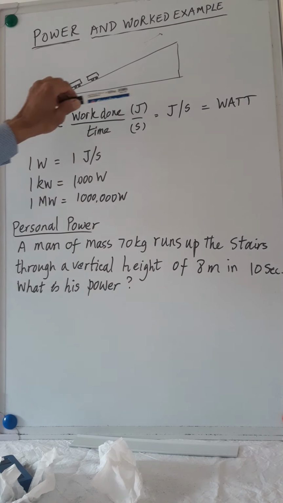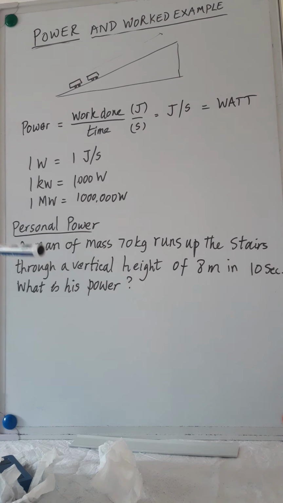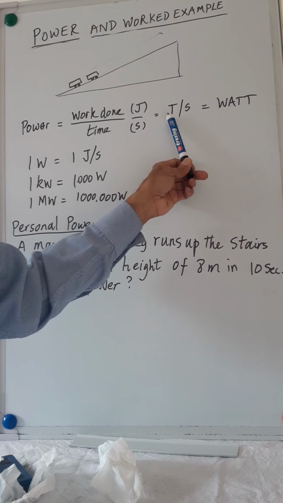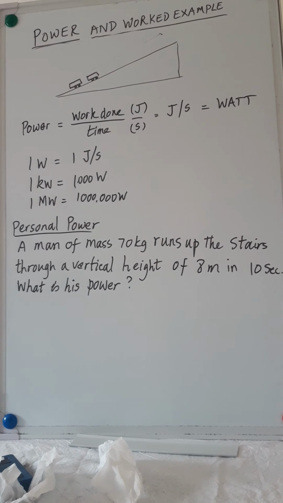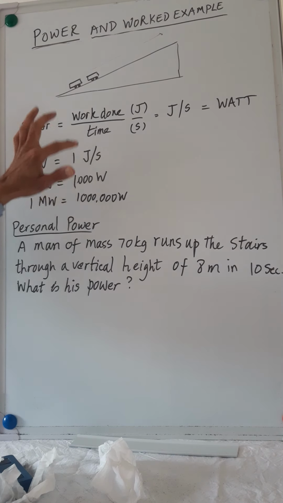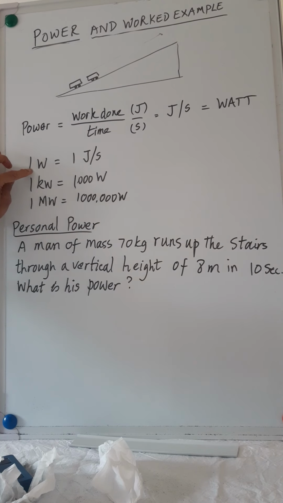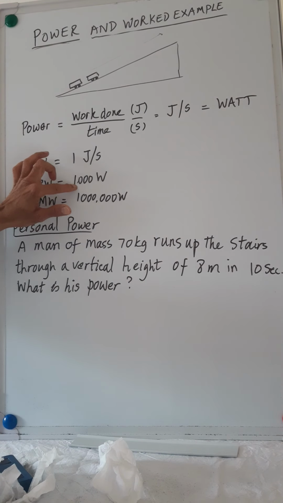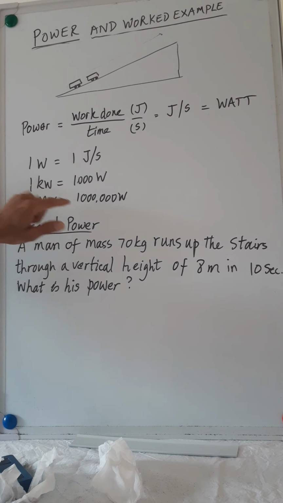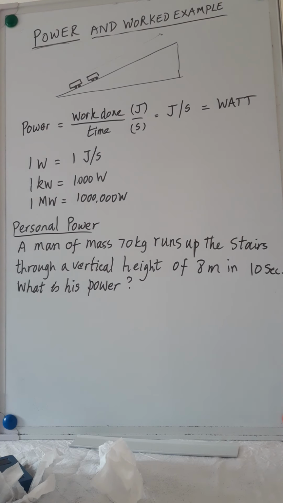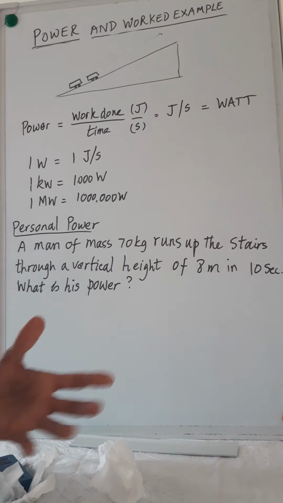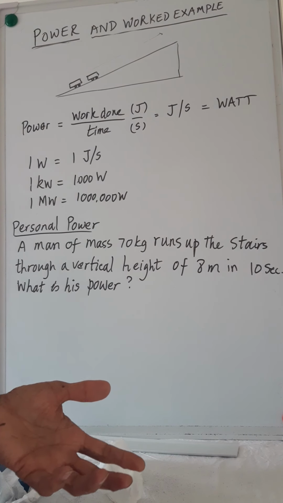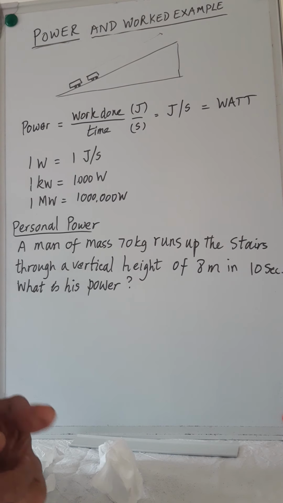Work done is measured in joules, the time is measured in seconds. So the power is measured in joules per second, or watts. If something can work at a rate of 1 joule every second, the power of that is 1 watt. 1 kilowatt, kW, equals 1000 watts. 1 megawatt is 1 million watts. For example, the power of a power station is so many megawatts. We use megawatts, even gigawatts.